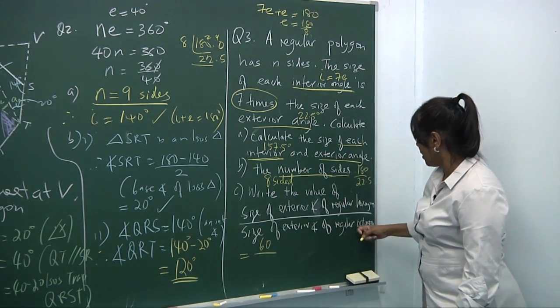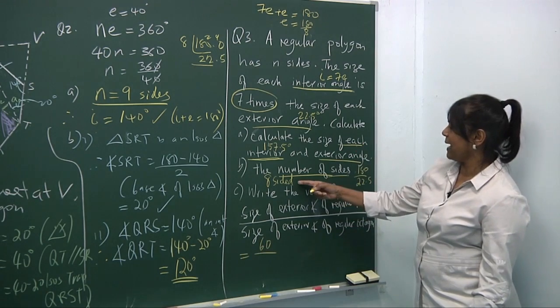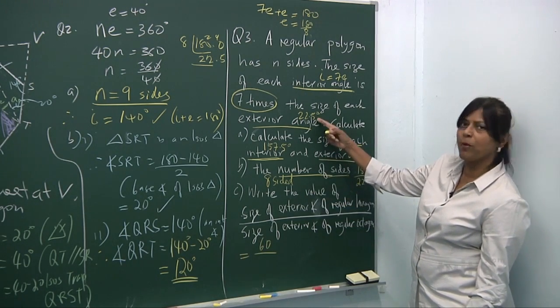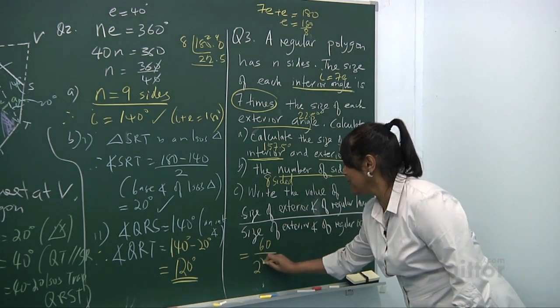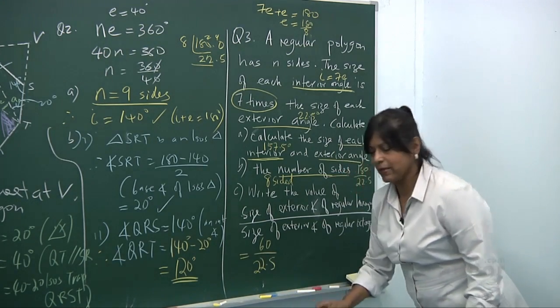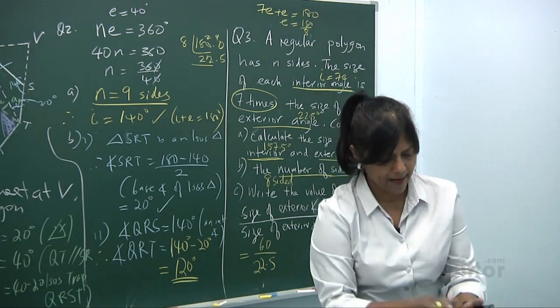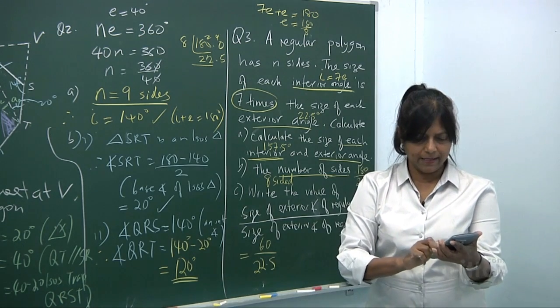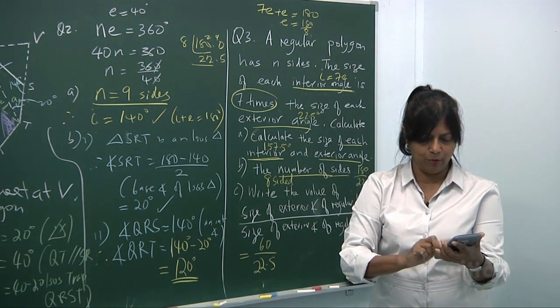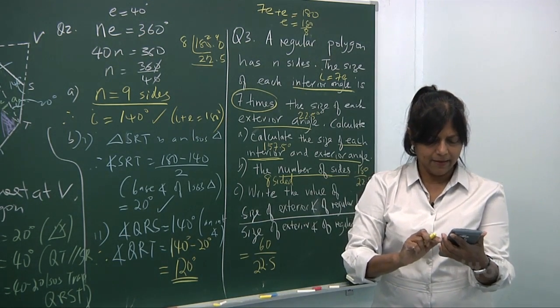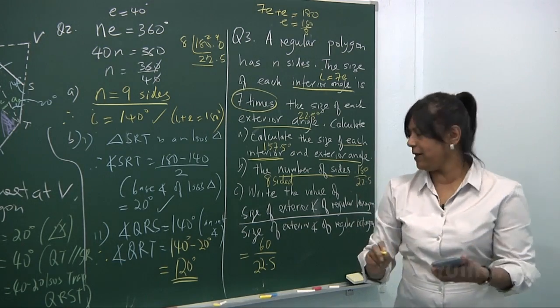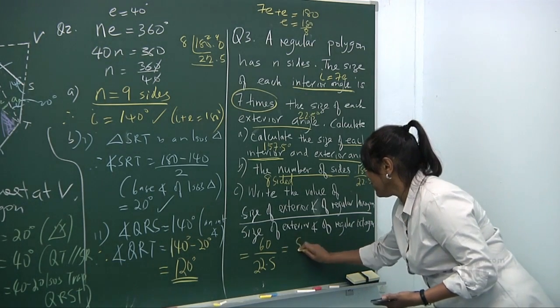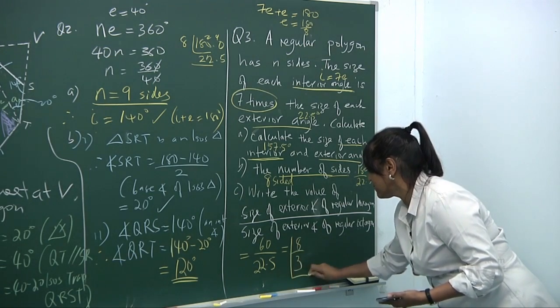What is the size of an octagon? We just found out, 8-sided, it's 22.5, so 60 divided by 22.5, you get your answer, right? Put it into a calculator. 60 divided by 22.5. Answer is 8 over 3. The ratio is 8/3.